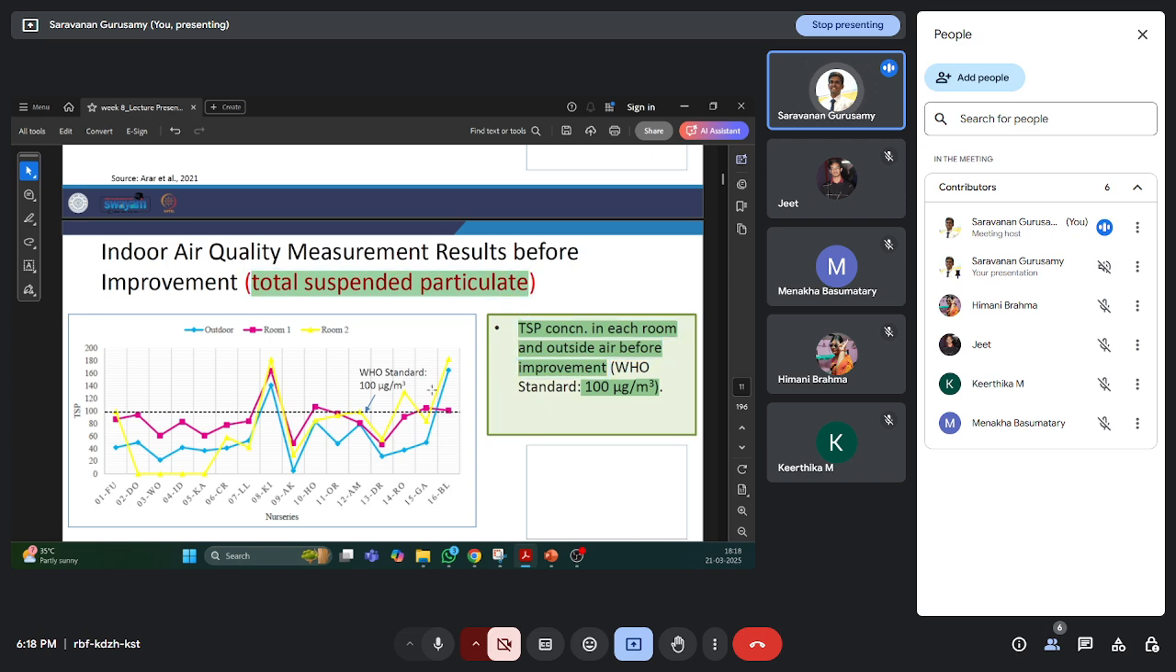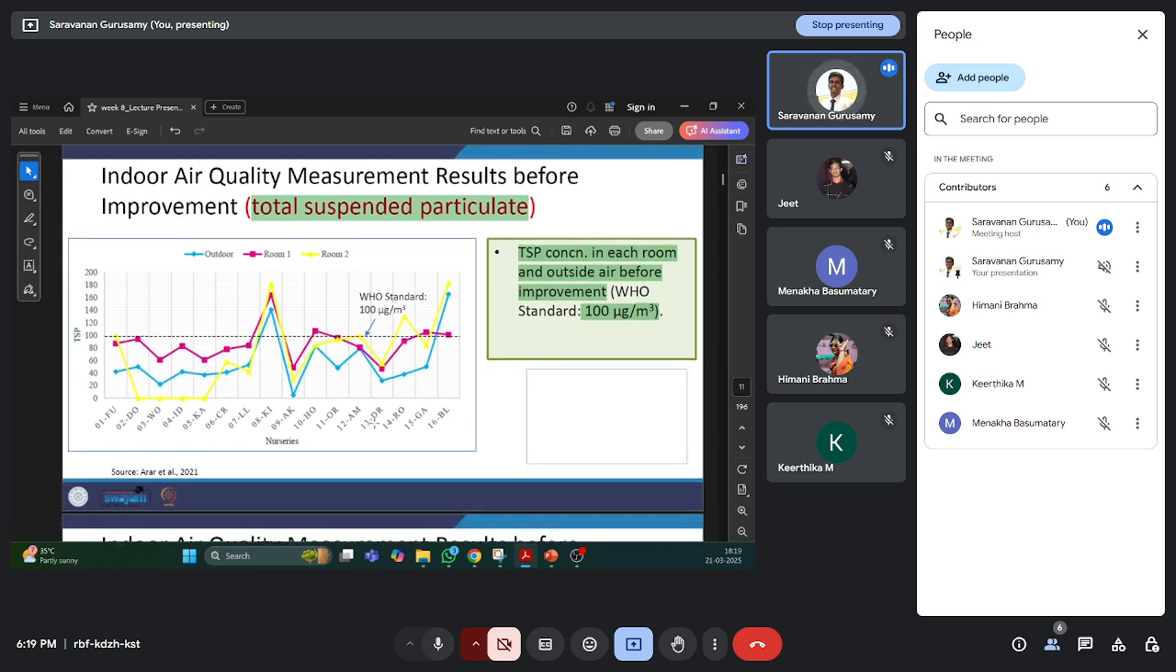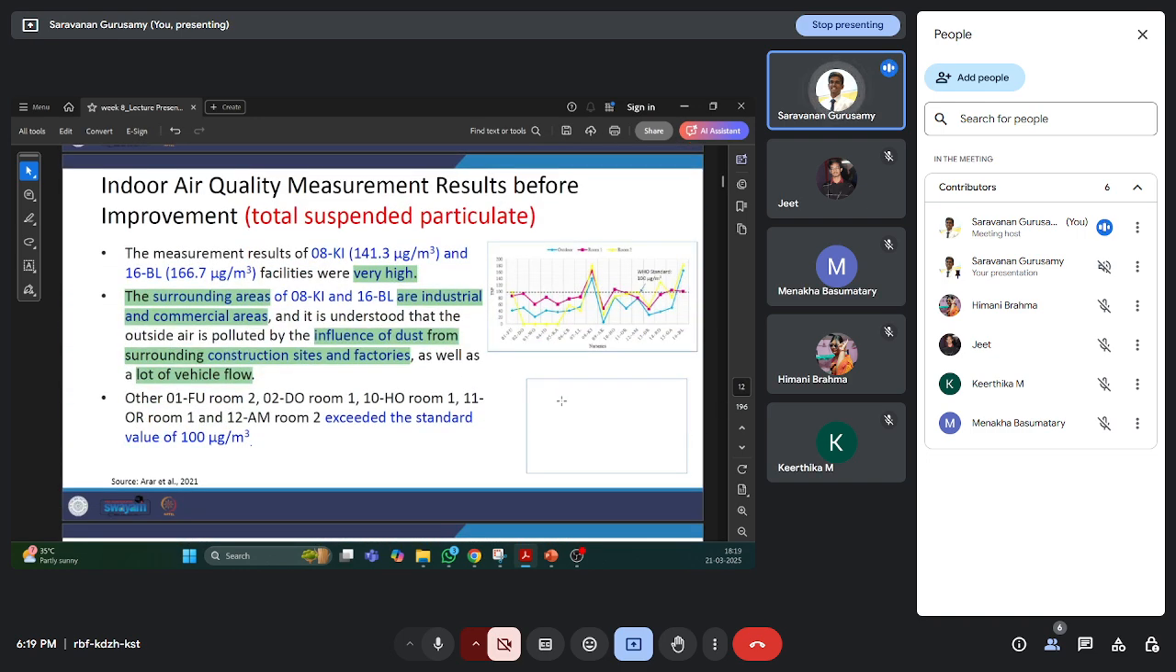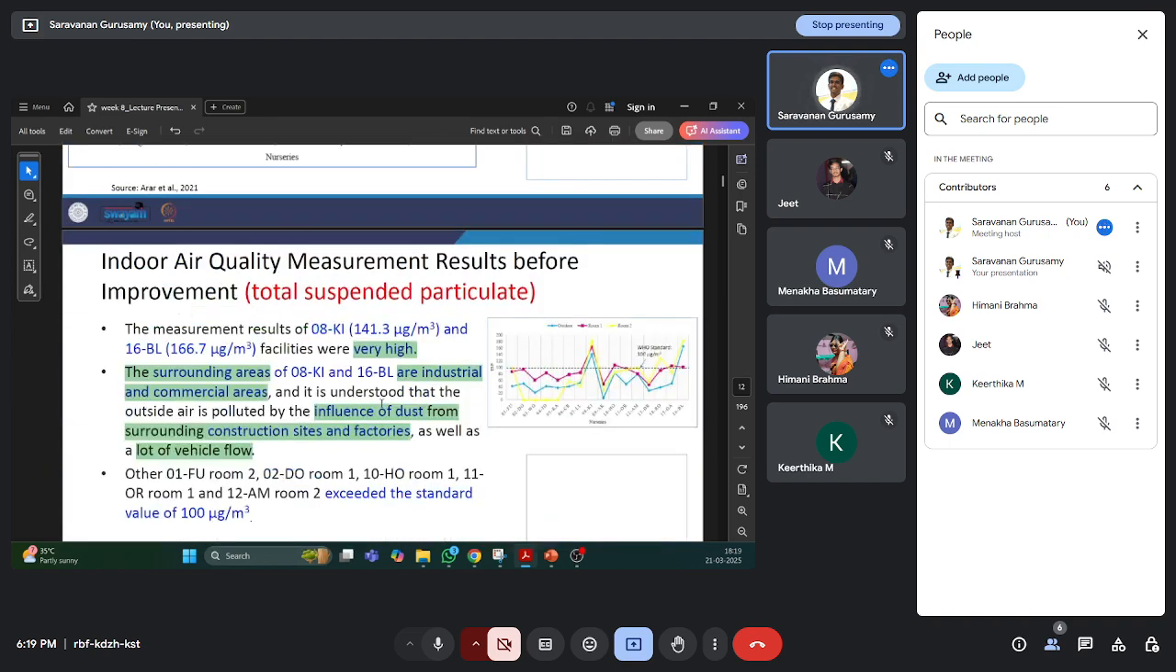Then total suspended particulates, the limit is 100 microgram per meter cube. And the levels of TSP are comparable in all three rooms. So where are the TSPs coming from? It's due to the influence of dust from the surrounding construction sites and factory, and also a lot of vehicle flow that's happening. So the TSP can enter from outdoor to indoor. That is the only source of TSP.